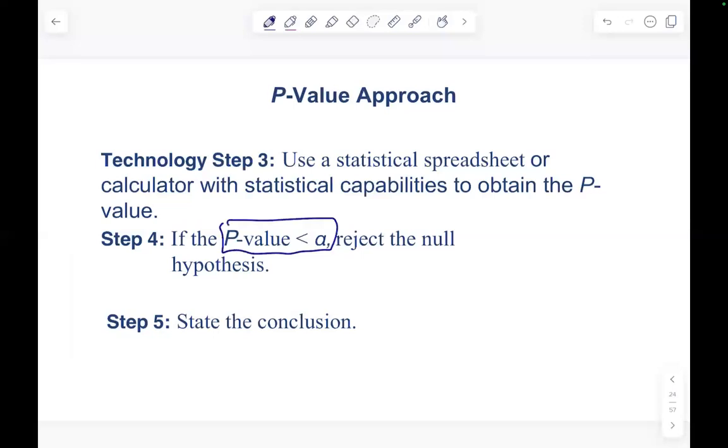And then you state your conclusion. I prefer the test statistic way. It's just me. A lot of people prefer the p-value. Your homework will require you to do both. It'll tell you which one to use. But I believe on the test, I allow you to use whichever one you want.